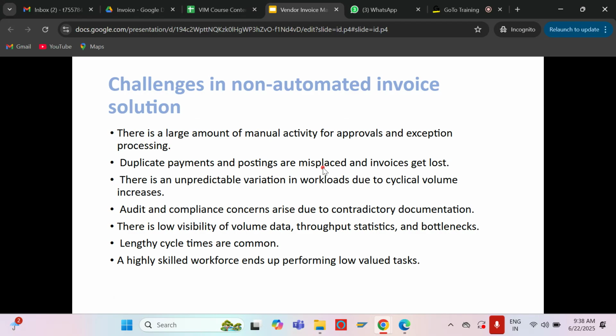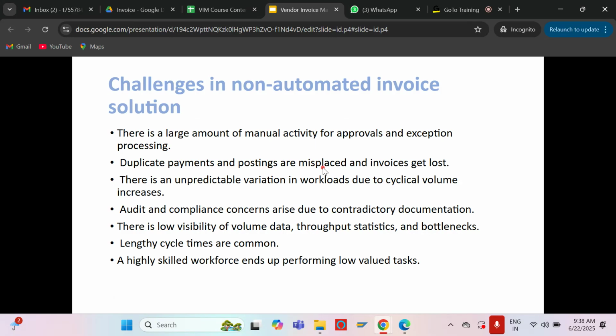For a human, it is difficult to remember whether the first invoice you received and the last, 500th invoice you have received are the same or not. So there are chances that it can be missed and a duplicate payment can happen. The same invoice can be paid twice.